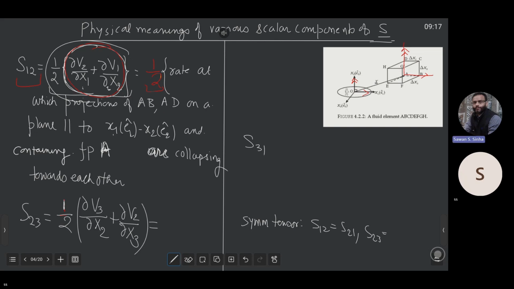Physical meaning: half the rate at which projections of something, projections of what? AD and AE. Projections of AD and AE on which plane? E2, E3.